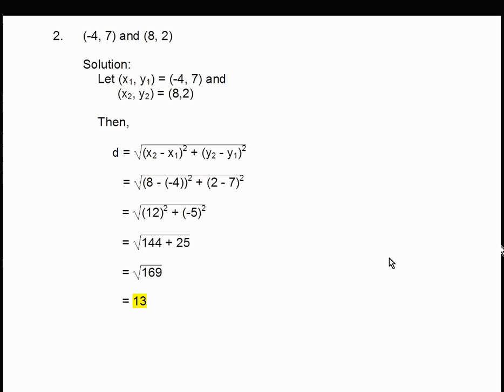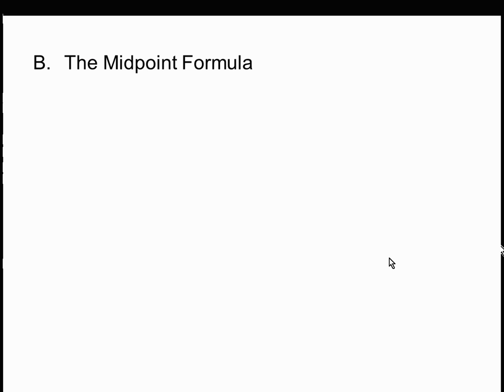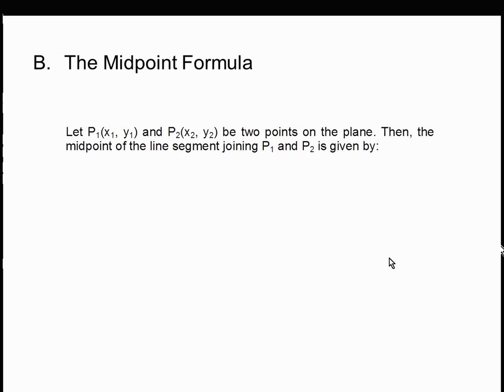Let's move on to the midpoint formula. The midpoint formula, remember, gives you the coordinates of the middle of a line segment. Let P1 with coordinates x1, y1, and P2 with coordinates x2, y2 be two points on the plane. Then the midpoint of the line segment joining P1 and P2 is given by this formula. I call it capital M as in midpoint. The x-coordinate is x1 plus x2 over 2, and the y-coordinate is y1 plus y2 over 2. So add up the x's, divide by 2, add up the y's, divide by 2. And don't forget parentheses around it. It is a point.